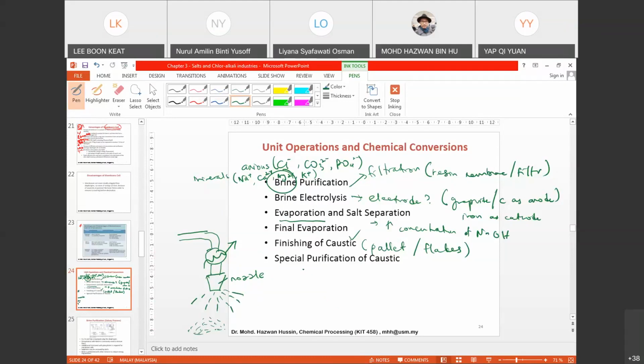Another method is special purification of caustic, maybe by recrystallization. Recrystallization techniques dissolve the salts in water, and then you dry it again to remove any sort of impurity. This is sometimes required in the industry.